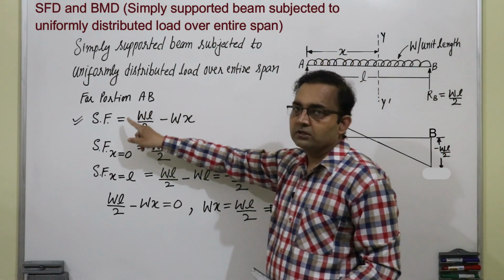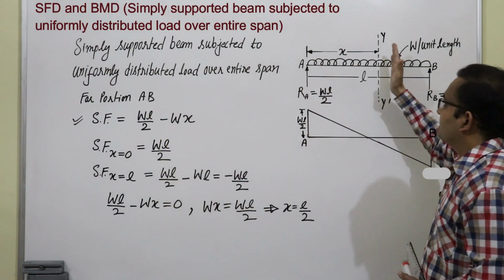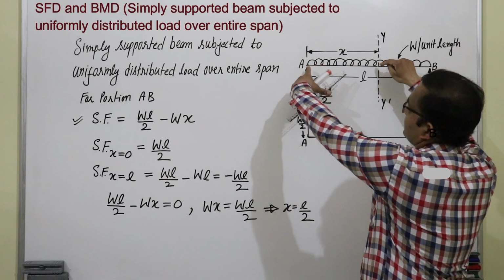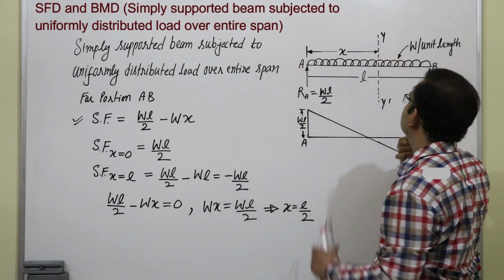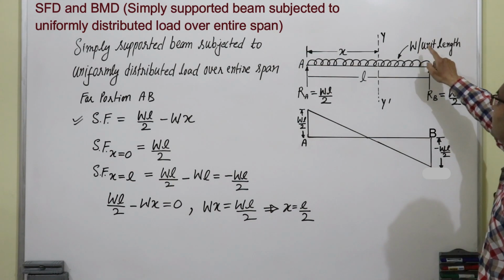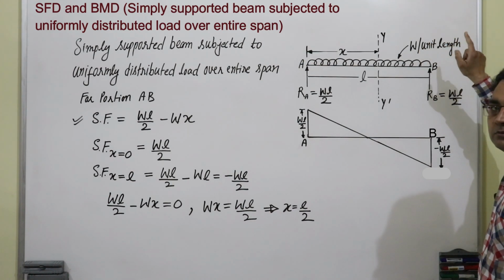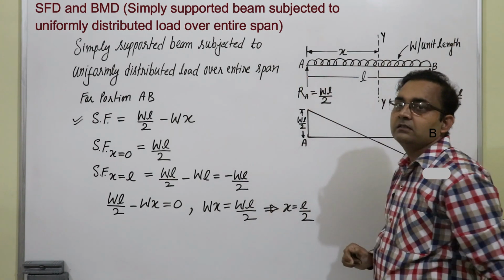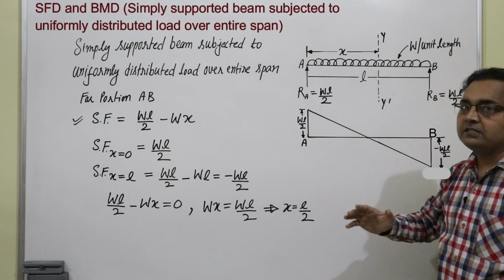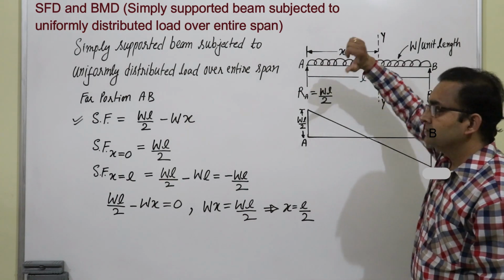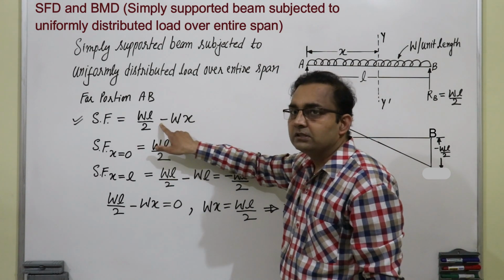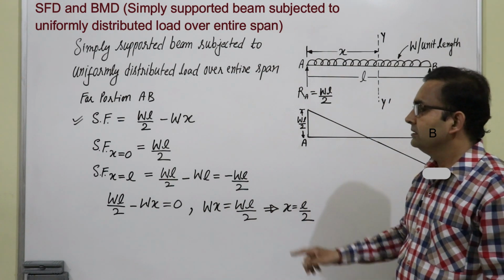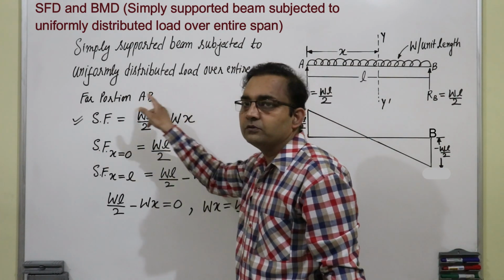We can say here this is upward. So, we will write here positive WL by 2 and towards the left of this section there is one more force for this distance x. We know W is per unit length. For per unit length weight is W, for x length weight is Wx and this weight will act downward. So, we will write minus because it is downward and force is Wx. This is the general equation of the shear force.